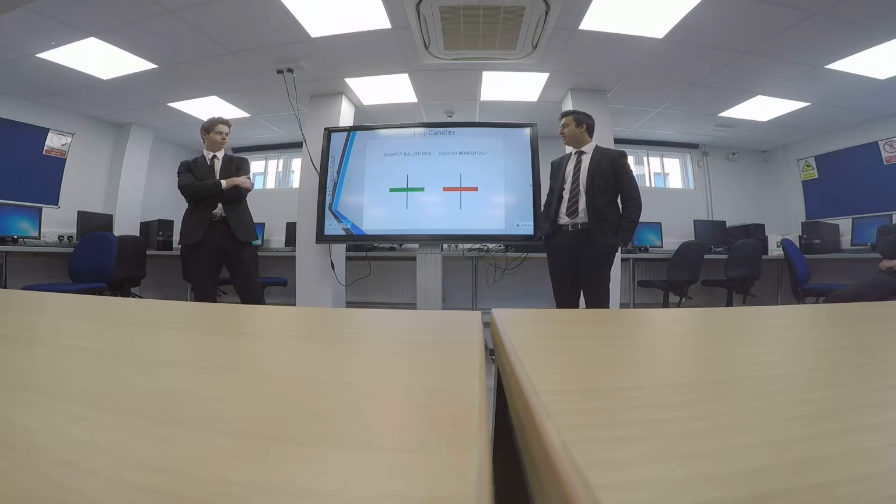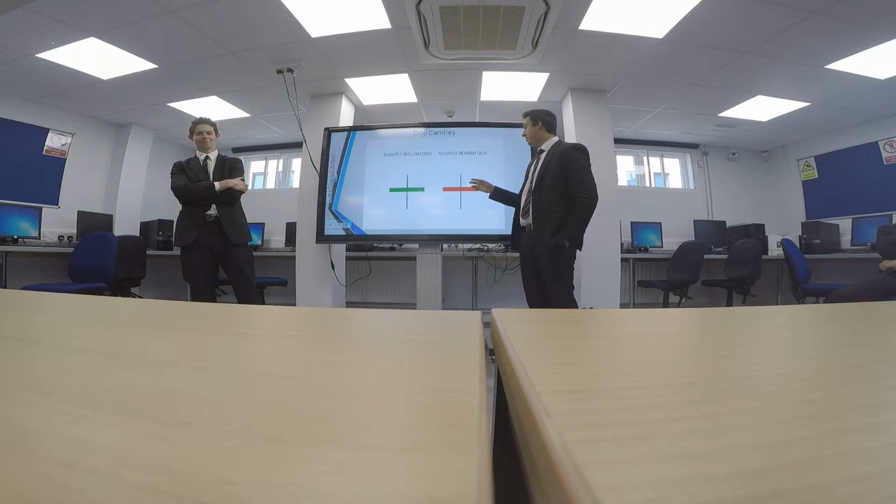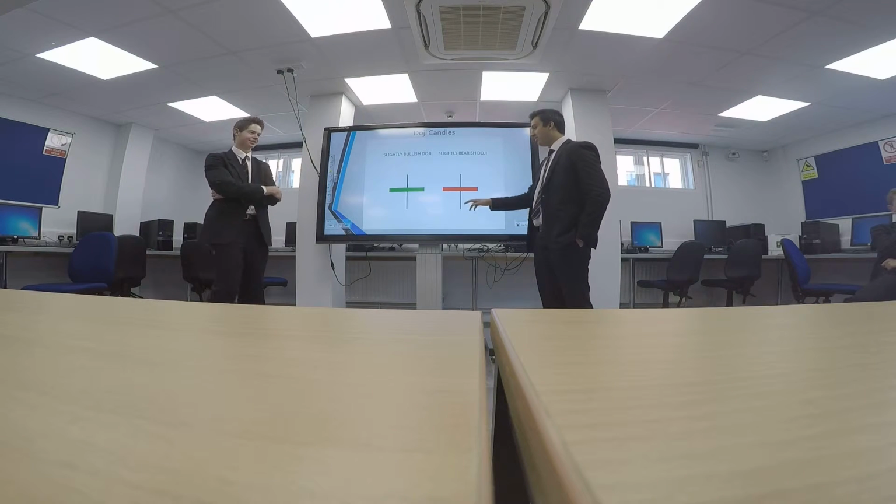These are doji candles. Doji is a Japanese word. These candles are formed when there's a really small body and quite large wicks. This happens when price opens, moves up, moves down, moves up and down, and closes near the opening price. So this represents indecision in the market.